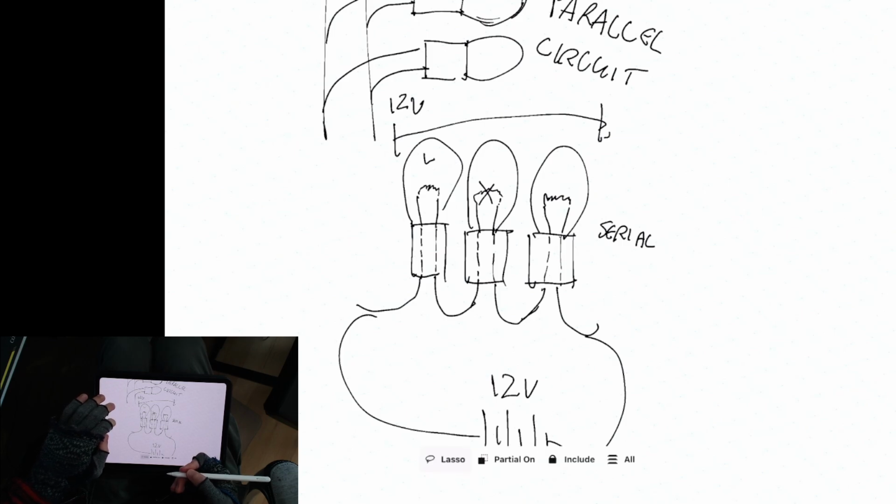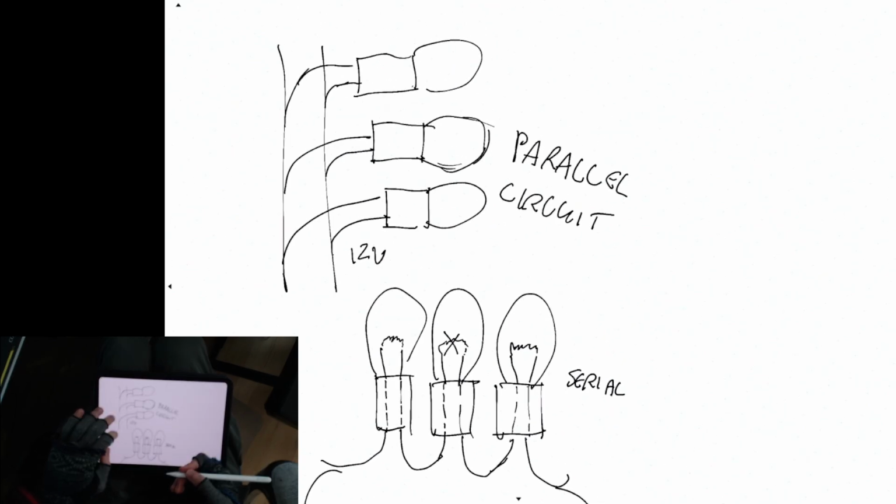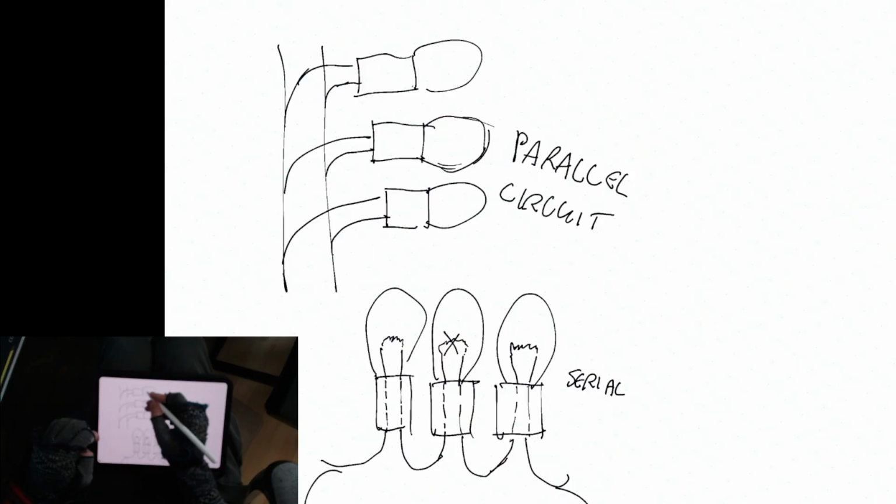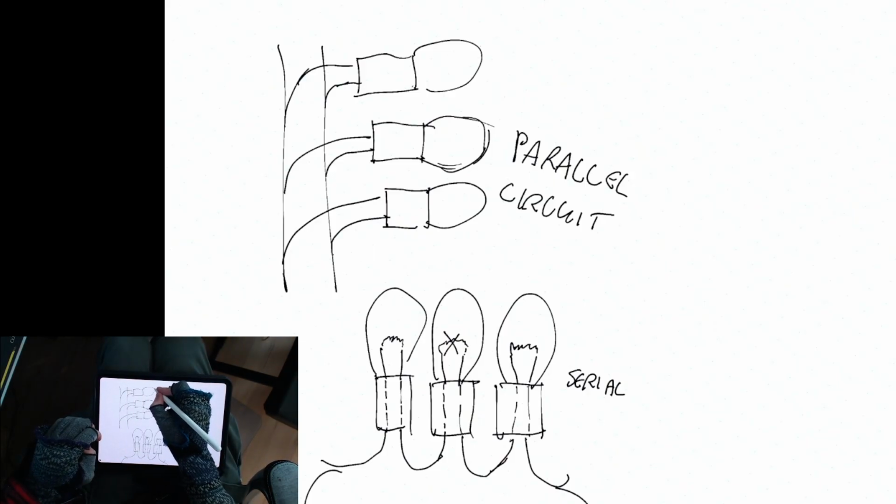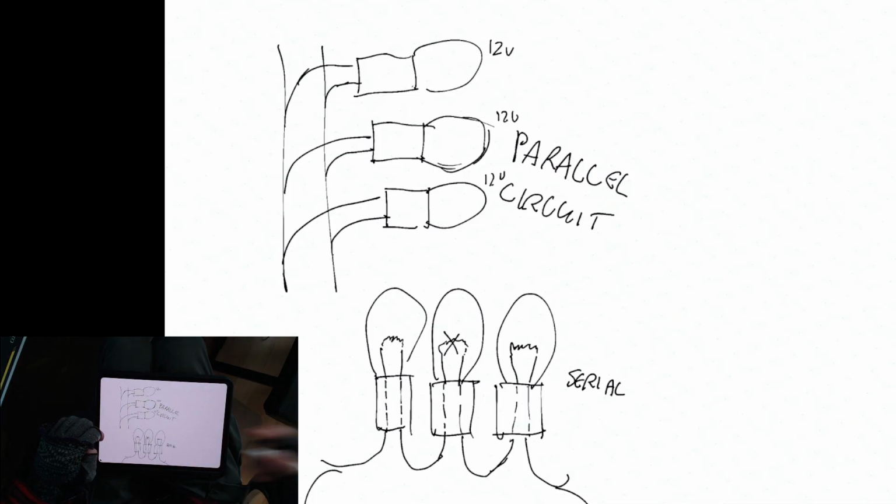Whereas if you're dealing with something like a parallel circuit, if you're running 12 volts in parallel, they're each getting 12 volts, 12 volts, 12 volts, and your amp draw would be tripled as a result of having 3 of them in parallel like that.